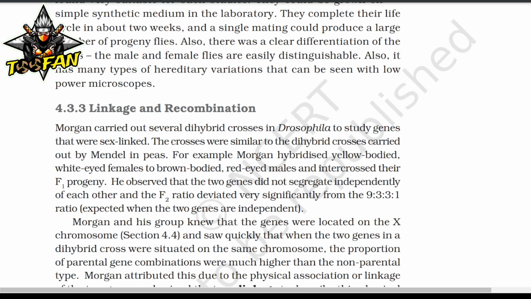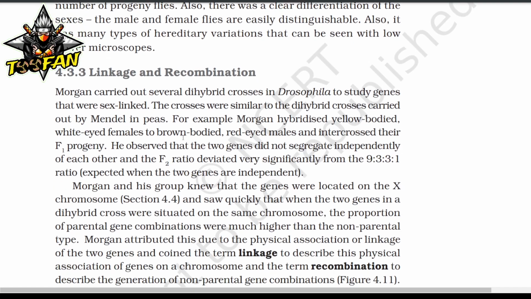He observed that the two genes did not segregate independently of each other, and the F2 ratio deviated very significantly from the 9:3:3:1 ratio. Morgan and his group knew that the genes were located on the X chromosome. They saw quickly that when the two genes in a dihybrid cross were situated on the same chromosome, the proportion of the parental gene combination was much higher than the non-parental type. Morgan attributed this to the physical association or linkage of the two genes, and coined the term linkage to describe the physical association of genes on a chromosome, and the term recombination to describe the generation of non-parental gene combinations.